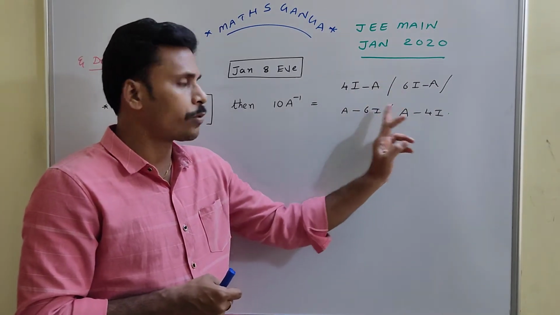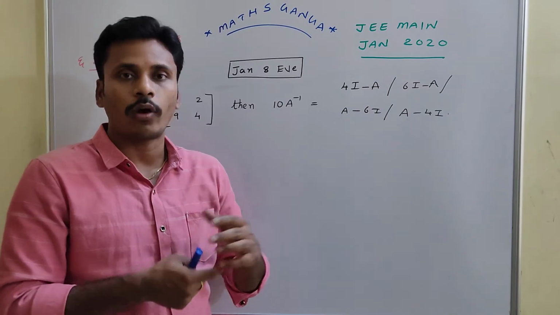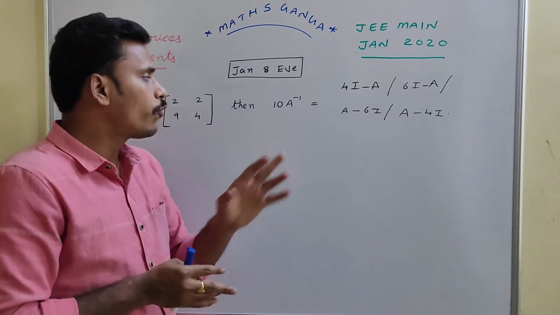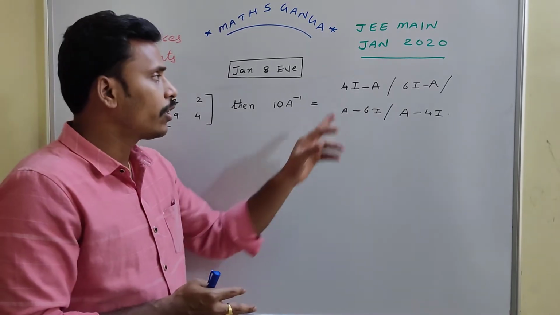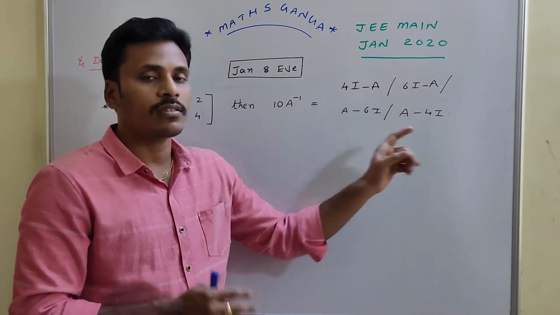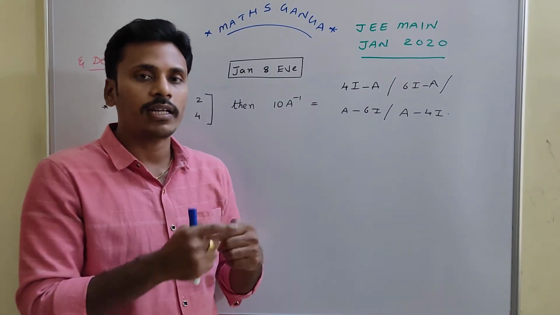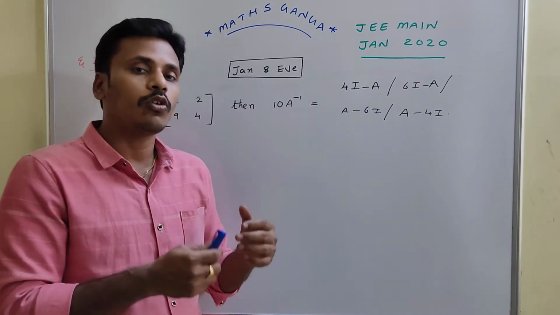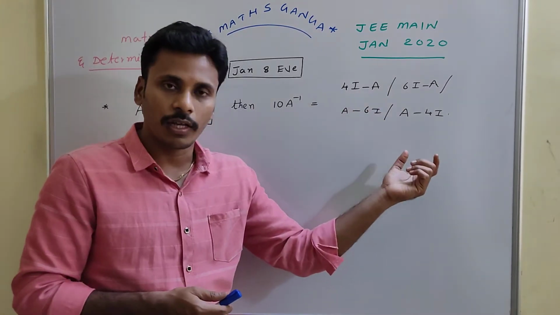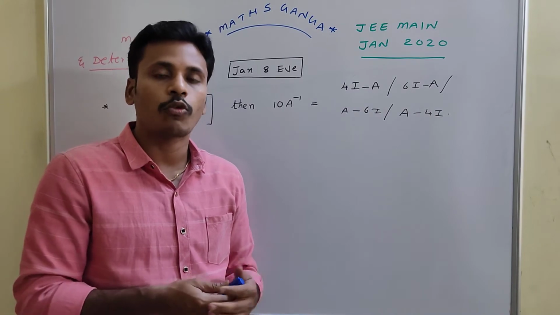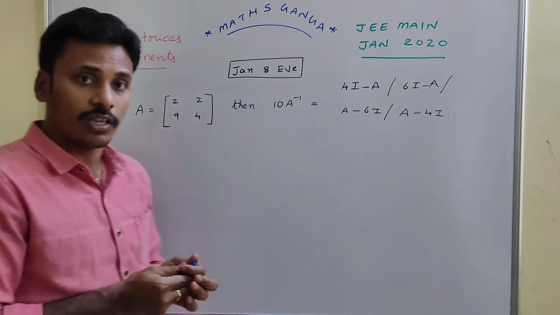These are the four options given, and this 10A inverse is equal to any one of these four options, and we need to identify it. Usually you calculate A inverse, that's the left hand side, and the right side again you need to calculate all these differences and then check which of those two are equal. But it is somewhat time taking. So without going the usual way, calculating A inverse and identifying this difference, I am using the concept of characteristic equation.